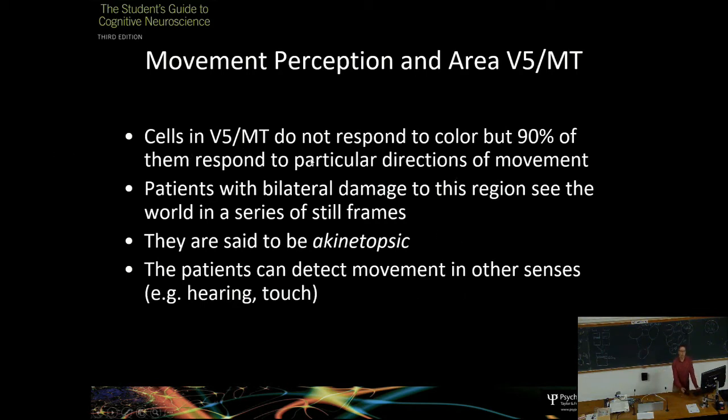If you go into primates and look at the specialization of cells in this region, you find that they don't respond to colour, but most of them respond to movement. And again, neurons are tuned to different directions. So one neuron might respond to movement in this direction, one to movement in that direction, and so on.